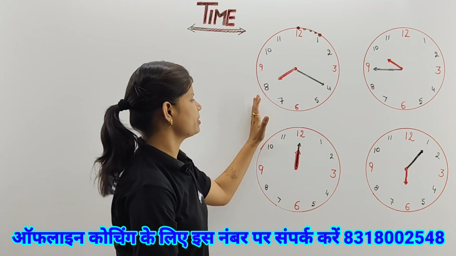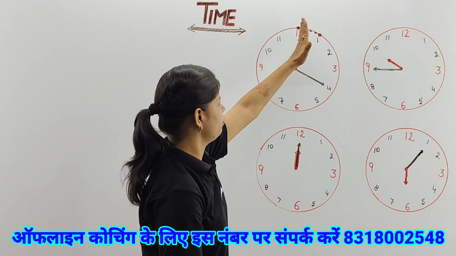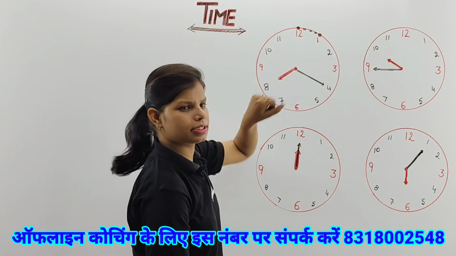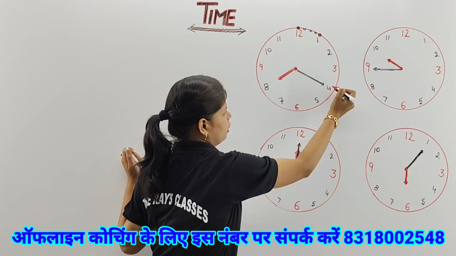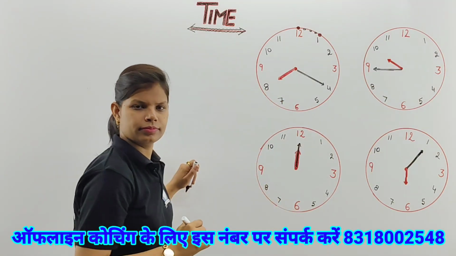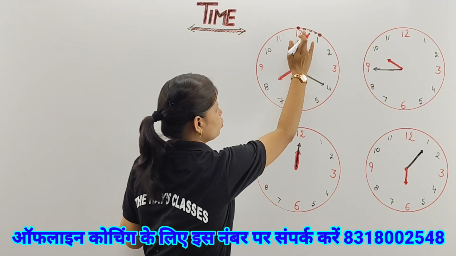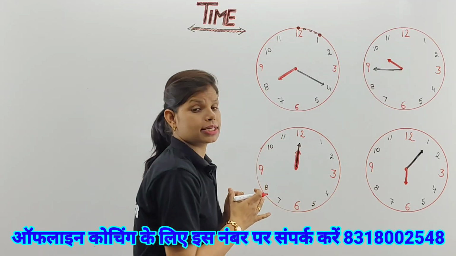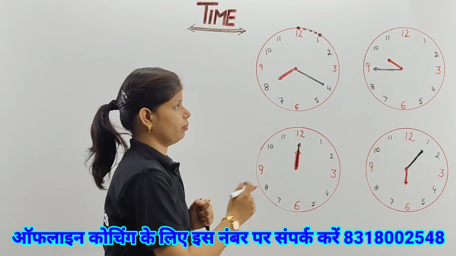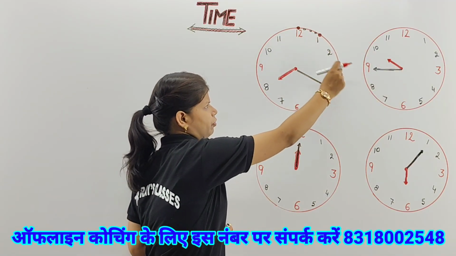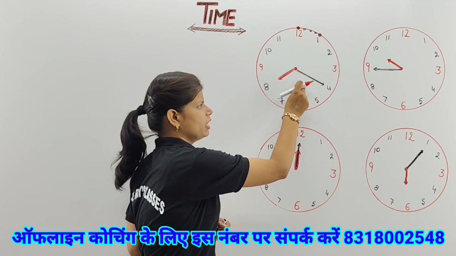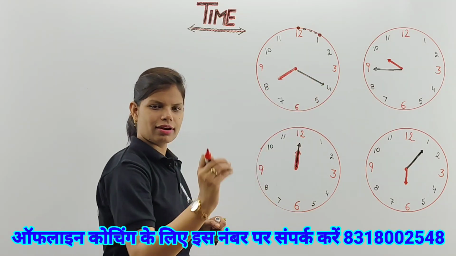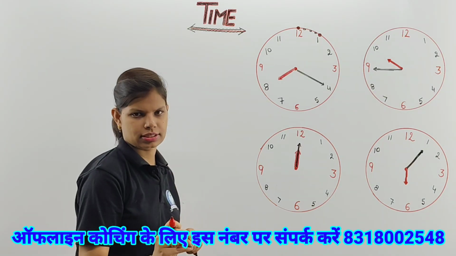Clear, no? Representation means what? See beta, if you are going to count the time from 12 to 6, if the clock is moving from 12, 1, 2, 3, 4, 5, 6. Clear, no? If it is going to move from here, we are going to write it as past. If our minute hand will be from 12 to 6, then we are going to write it as past. Means this minute hand is at which place? 4. So while writing this in words, we will write past.